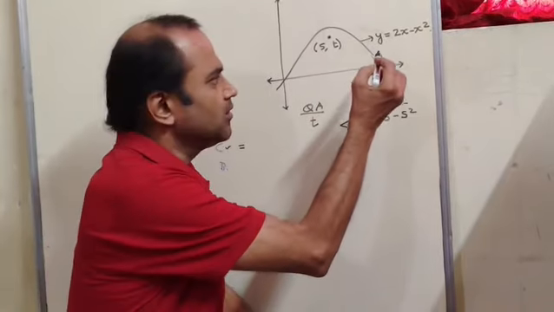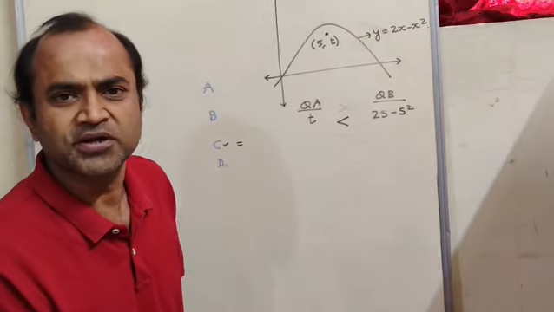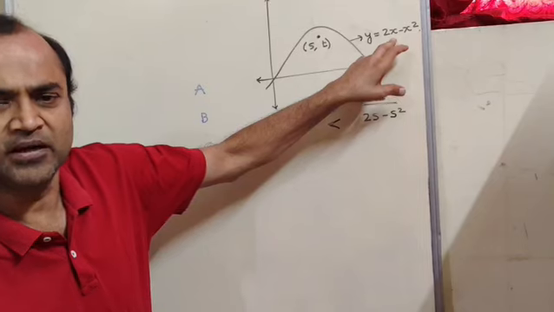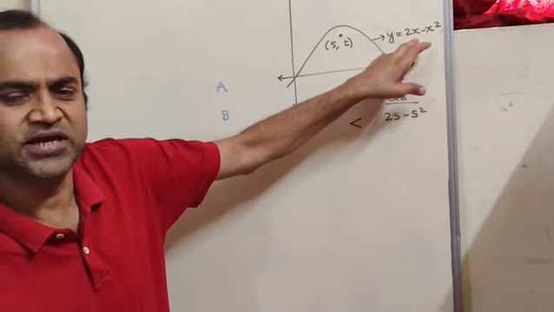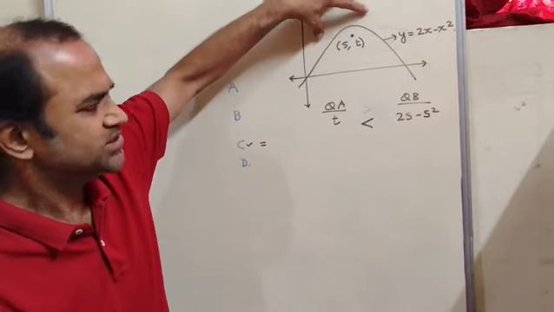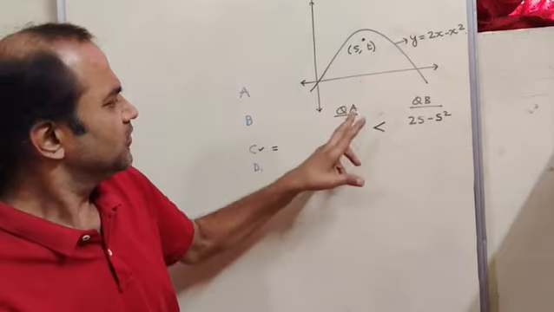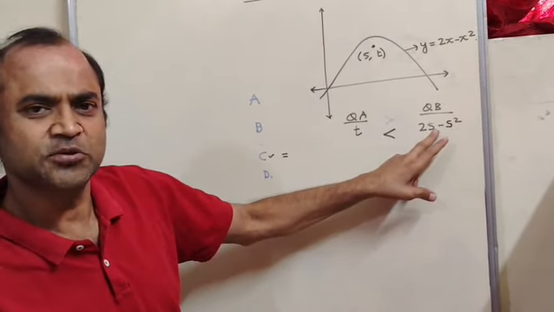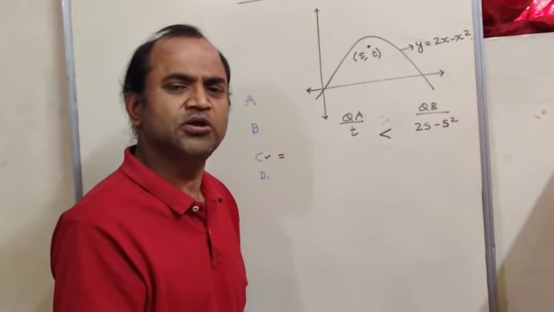Also, we are given as part of the essential information the graph and the equation of the parabola, which is y equals 2x minus x square. So with this data given to us, we are supposed to compare t with 2s minus s square. Now let us proceed with the solution.